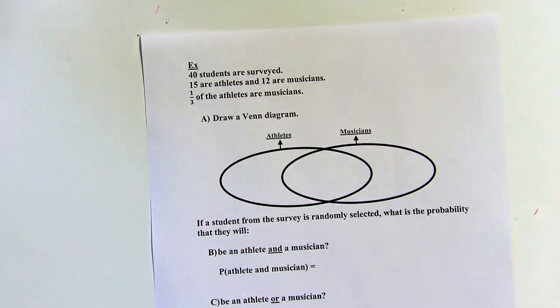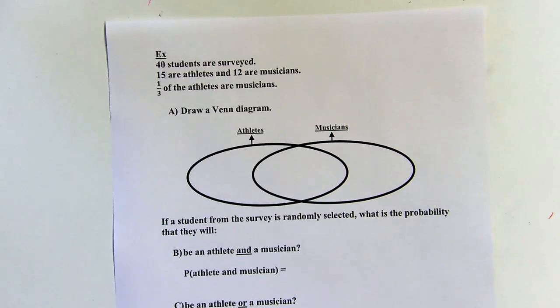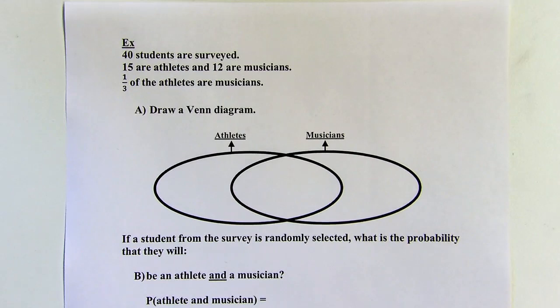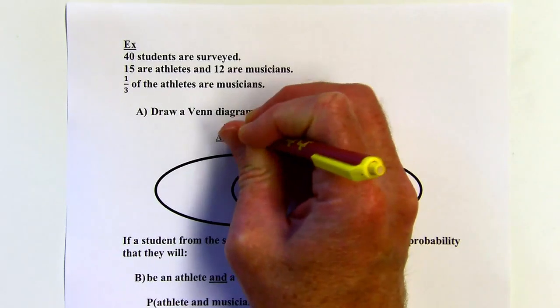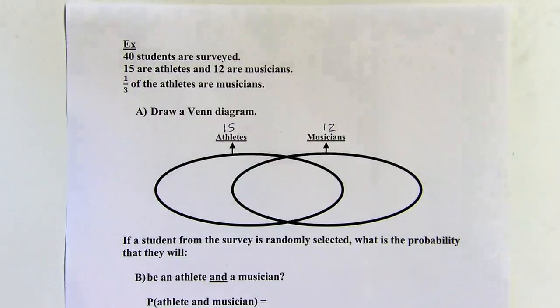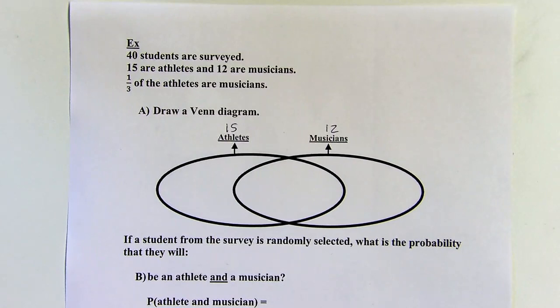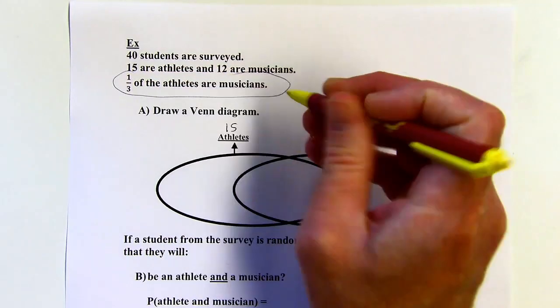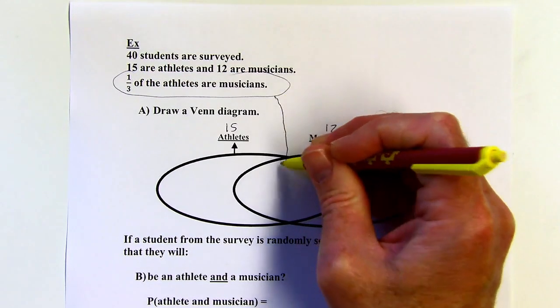We've got athletes and musicians again. This time there's 40 total students surveyed. 15 are athletes and 12 are musicians. Okay, I'll put that in a little diagram here. All right. And then we have 1/3 of the athletes are musicians. So 1/3 of the athletes are musicians. That's how I'm going to figure out what goes in this overlap group.